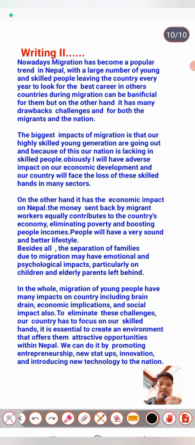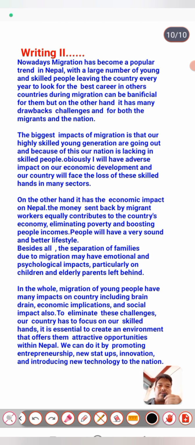Nowadays, migration has become a popular trend in Nepal, with a large number of young and skilled people leaving the country every year to look for the best career in other countries. Migration can be beneficial for them, but on the other hand it has many challenging drawbacks for both migrants and the nation. So students, now it has become a trend. As you know, all the youth and the young generation are going abroad to look for a better career and a good job.